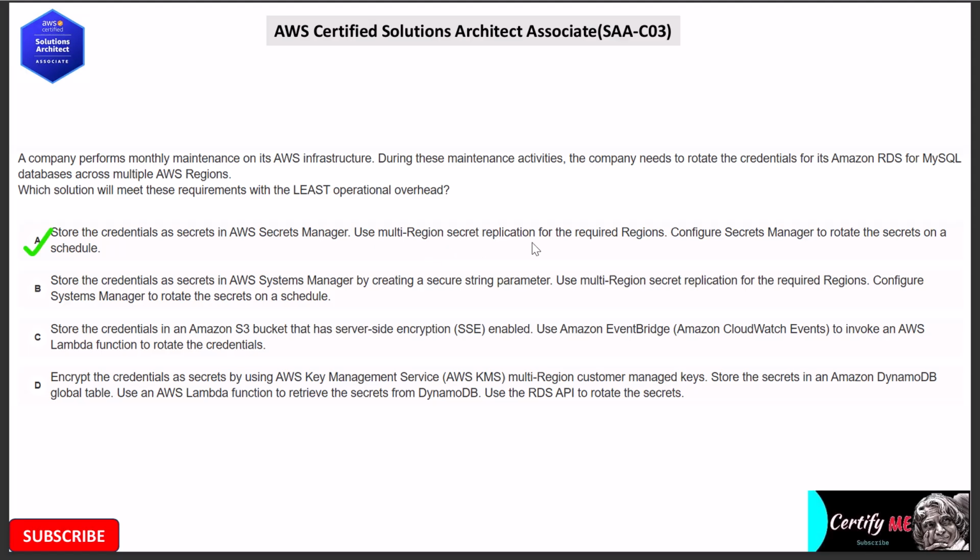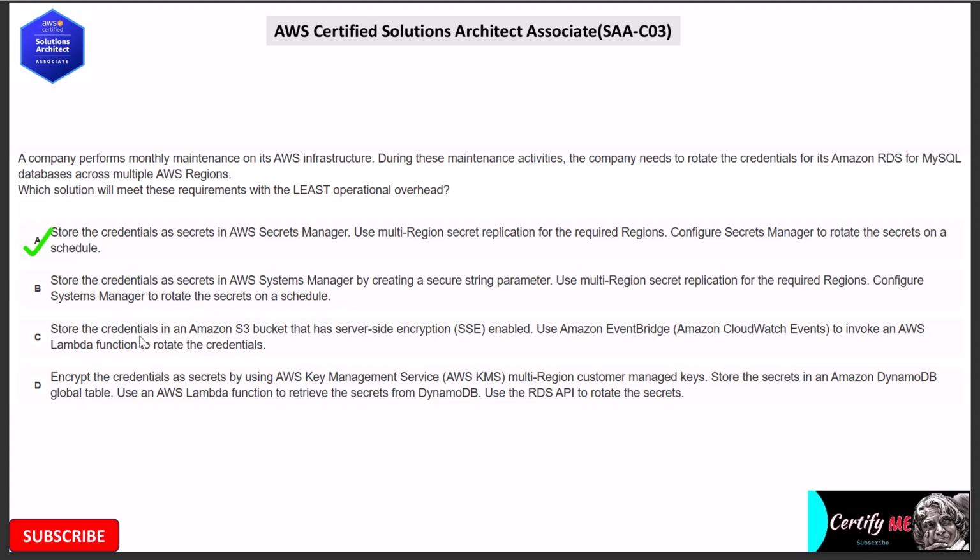Use multi-region secret replication for the required regions. Configure Secrets Manager to rotate the secrets on a schedule. Option B. Store the credentials as secrets in AWS Systems Manager by creating a secure string parameter. Use multi-region secret replication for the required regions. Configure Systems Manager to rotate the secrets on a schedule.